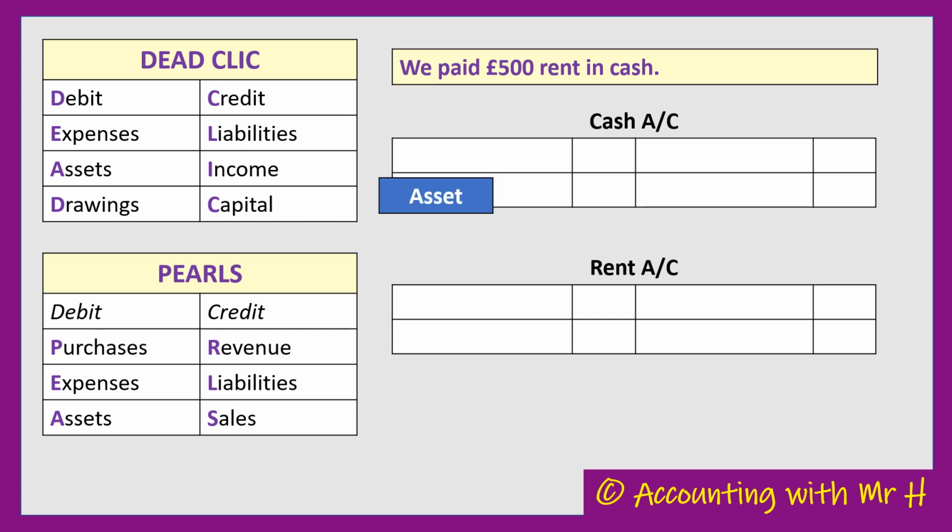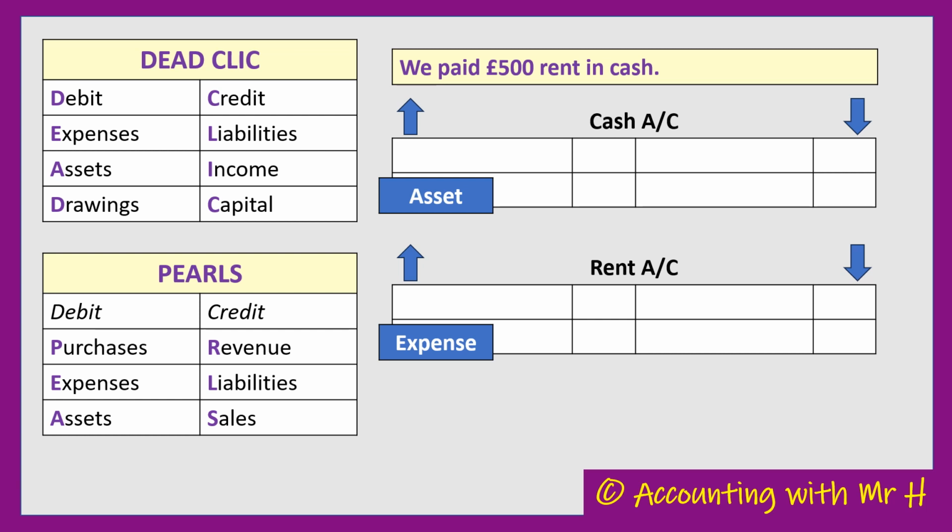Cash is an asset, and DEAD CLIC tells us we debit an asset account in order to increase it. Remember, DEAD CLIC tells us what to do to increase the value in an account. So in DEAD, we've got debit assets. If I put something on the debit of the cash account, it will increase the amount of cash that we have. And by logic, if I put it on the credit, it will reduce the amount. You can see I've put some arrows there to remind myself. A rent account is an expense account. And DEAD CLIC tells us, same idea, to increase an expense account, we put it on the debit. Likewise, to reduce an expense account, we must put it on the credit.